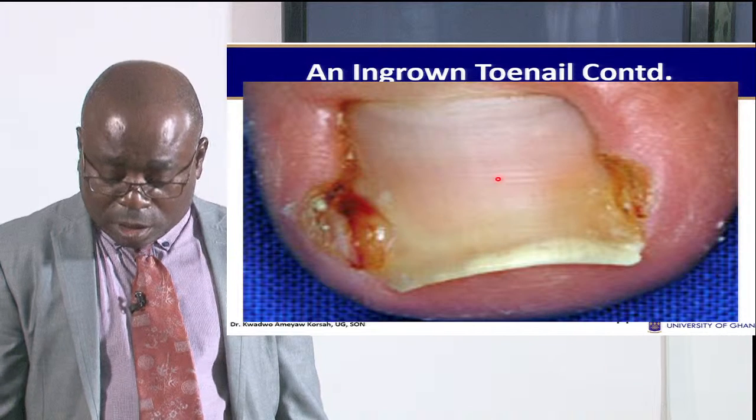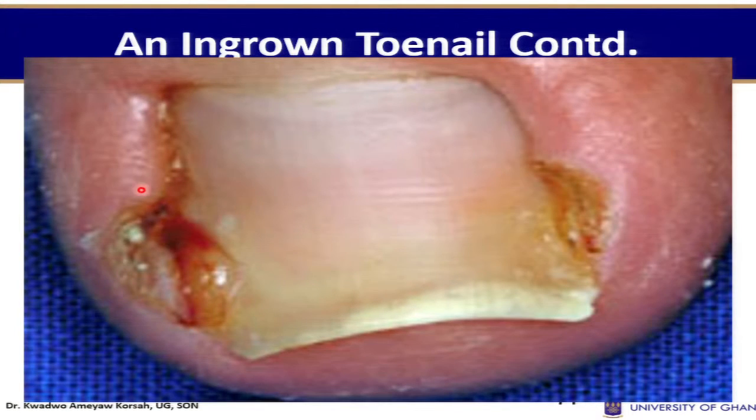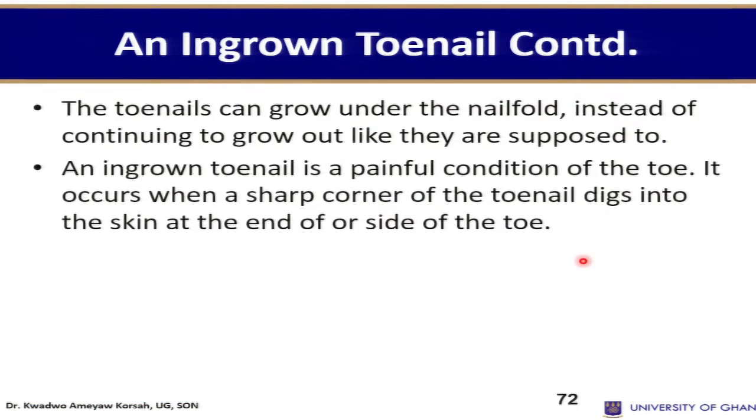As we can see here, what happens is that the nail can grow and then cut the tissue. So ingrown toenail, when it cuts this tissue, then we have superimposition by microorganisms, then it becomes infected. And so you can see from the screen that we have pus and then aspects of bleeding also taking place. And then the toenail can grow under the nail fold instead of continuing to grow outward, as it's supposed to.